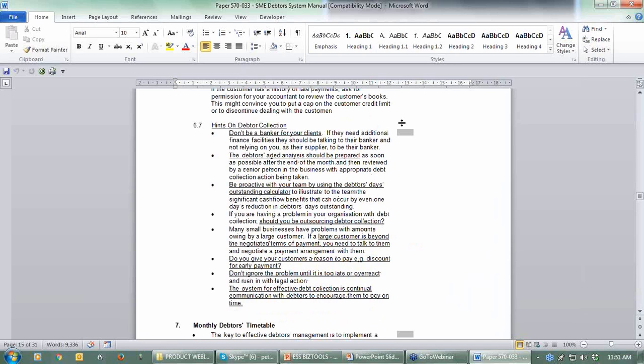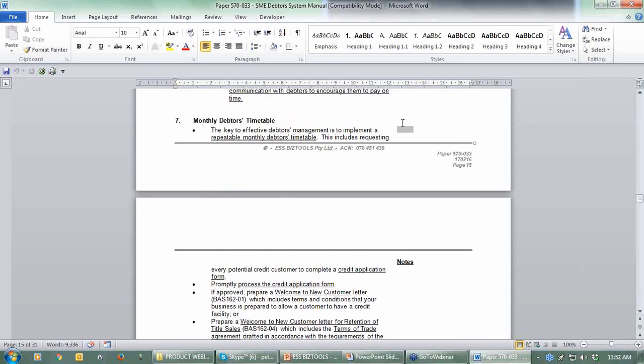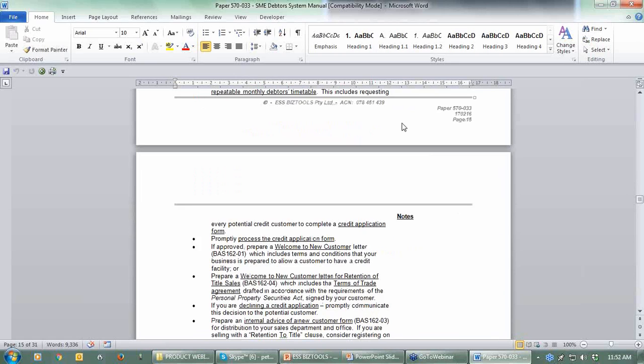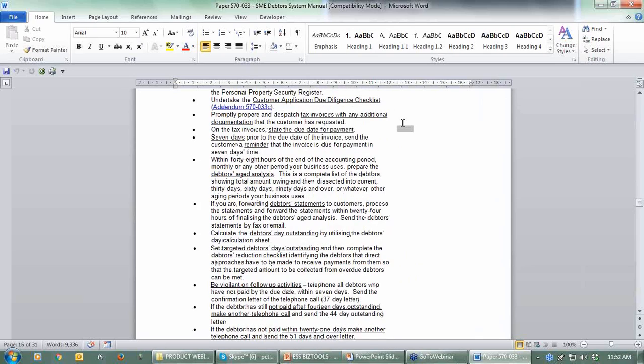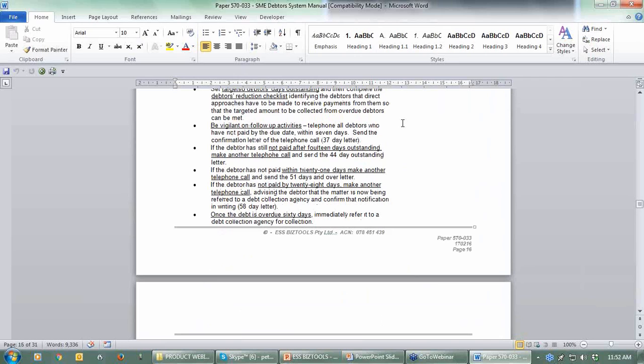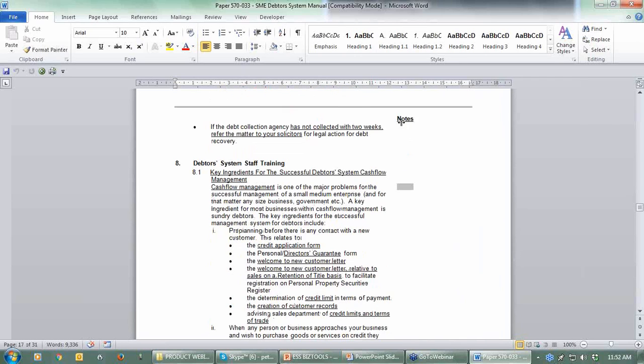There's some hints on debtors collection. In particular, don't be the banker for your clients. And a monthly debtors timetable. Make sure things are done in an appropriate time for an effective management system.